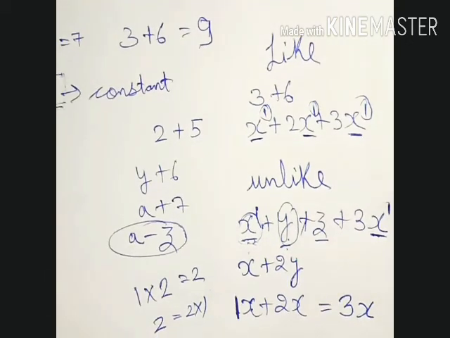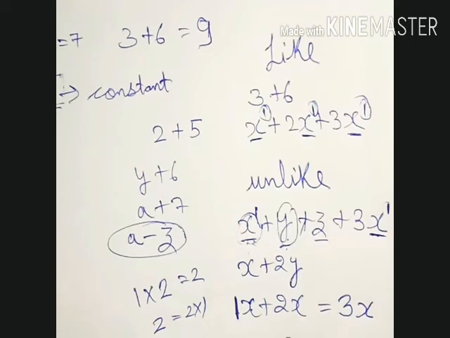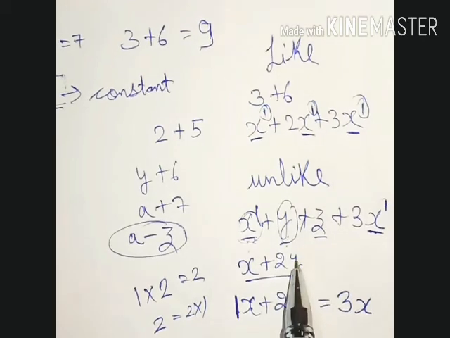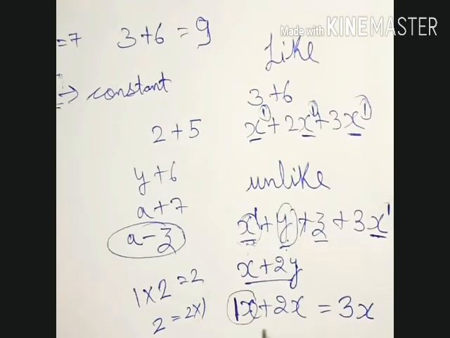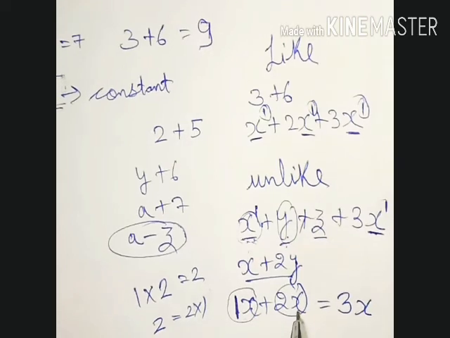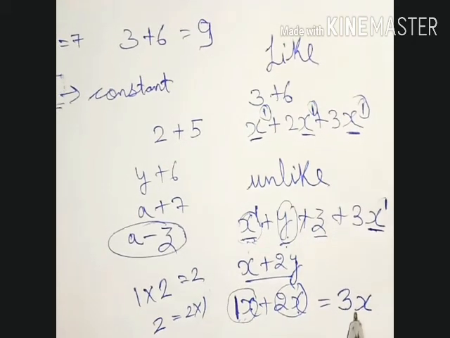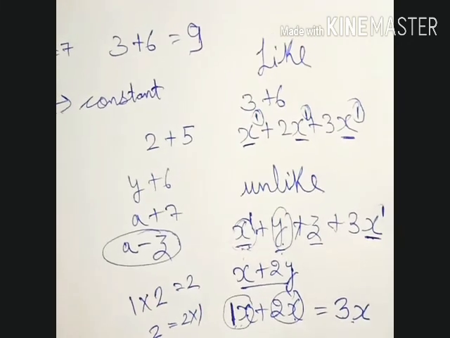So addition can be done between like terms, and there is no addition or subtraction between unlike terms. We are not able to add x plus 2y, but we are able to add x plus 2x, because these are like terms. The result will be 2 plus 1, 3, and the x will be the same. So let's understand in detail.